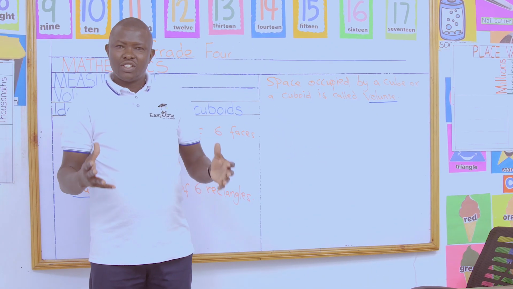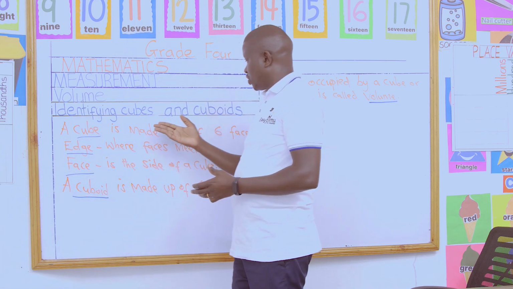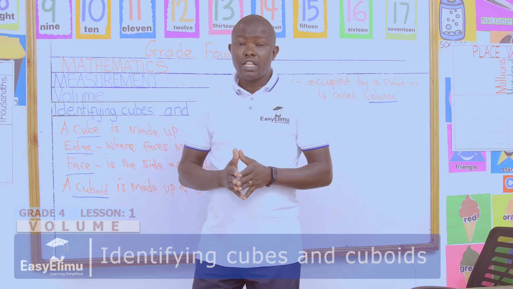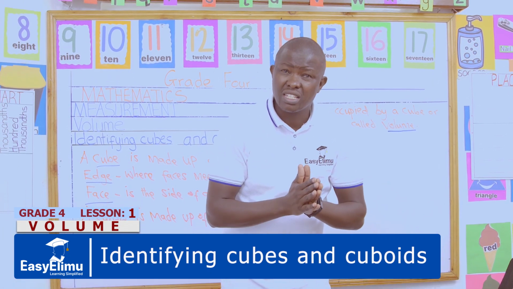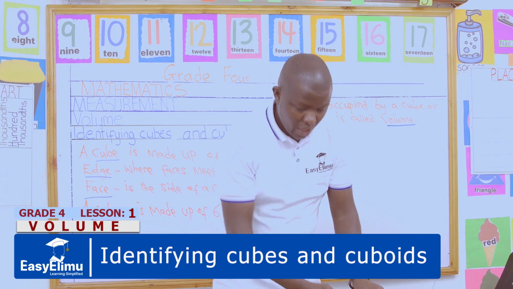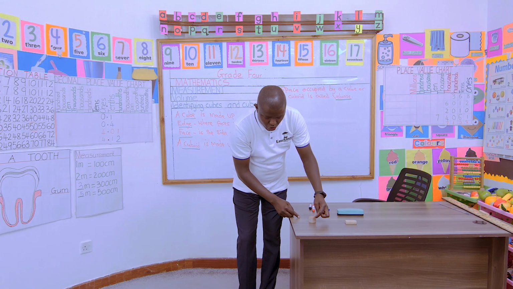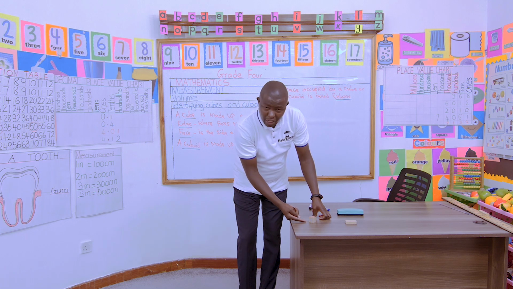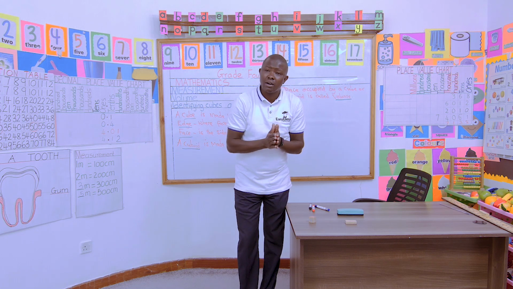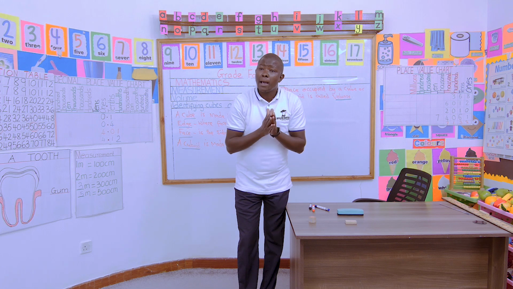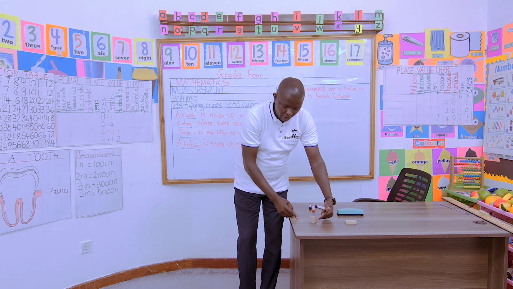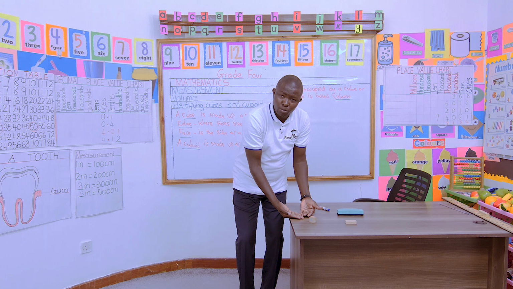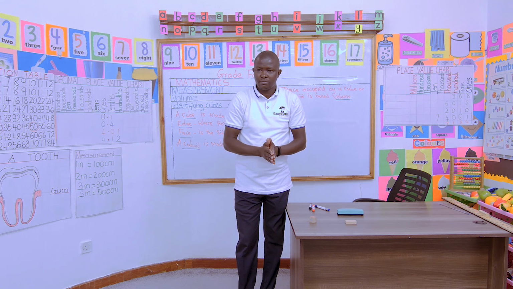Learners, that is how we identify cubes and cuboids. First, as you identify a cube, make sure it is made up of 6 faces, and the faces are equal in length. The length from the top to the bottom is also the same from this corner to the other corner. All sides are the same. In other words, it is made up of 6 square faces. The first square face, the second, the third, the fourth, the fifth, and the bottom one is the 6th square face.